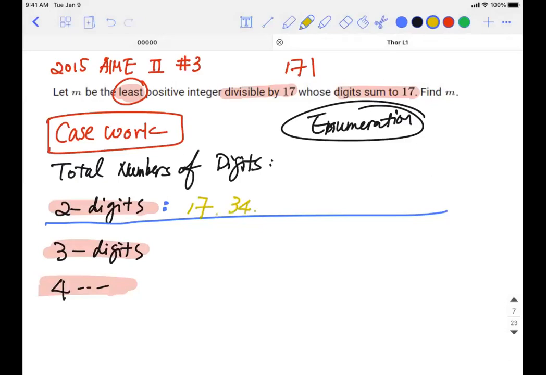You know what? You just list them out. There are not too many multiples of 17, right? These are only the multiples of 17 for the 2 digits, and none of them adding them together equals 17. That's it. Now, what about 3 digits? Yeah, there are many numbers for 3 digits, and they're multiples of 17, right?